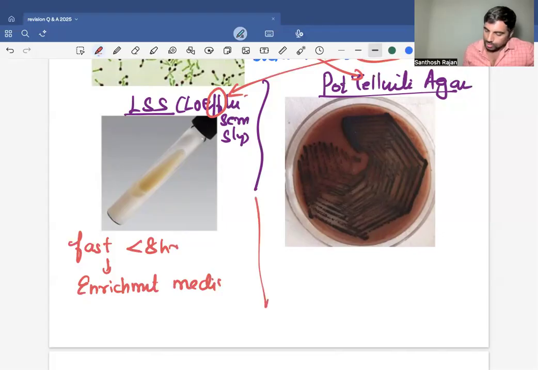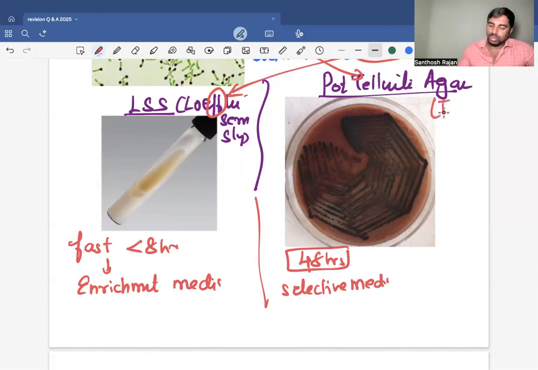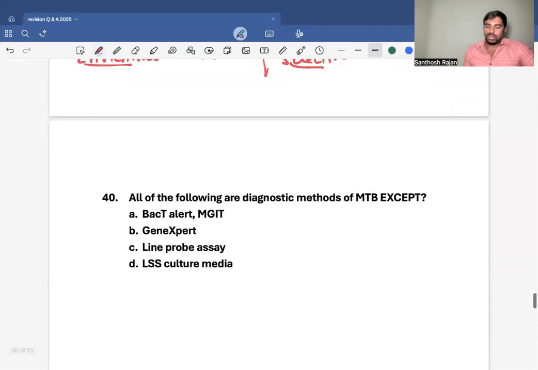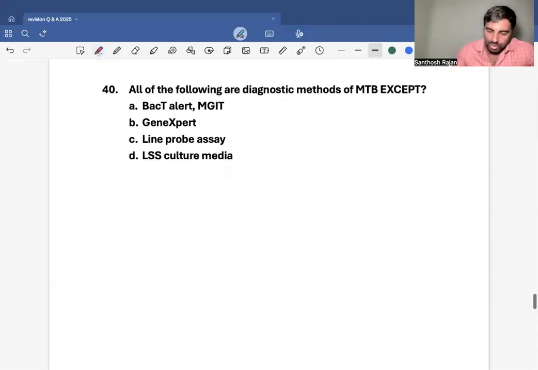Whereas here this is 48 hours, but it is a selective media. So it's conformed media, selective media. Okay, that's the difference. Potassium tellurite, sometimes you call it, or Tinsdale agar also. So they are selective media. This is an enrichment media. It takes less than 8 hours. There it takes 8 hours. Okay, that's all.